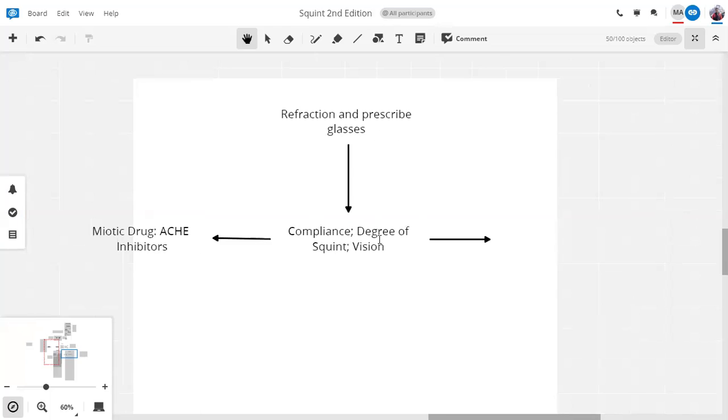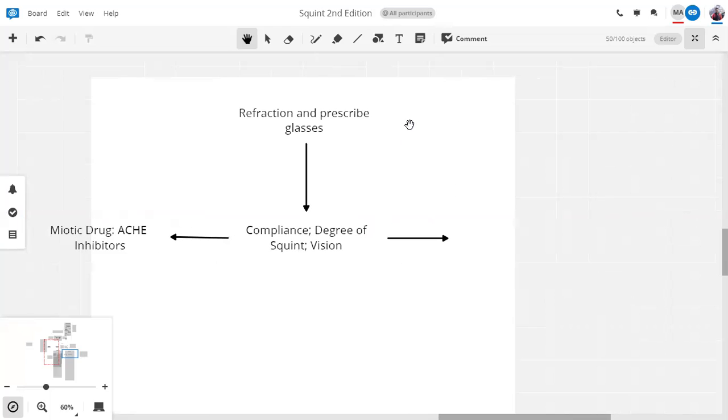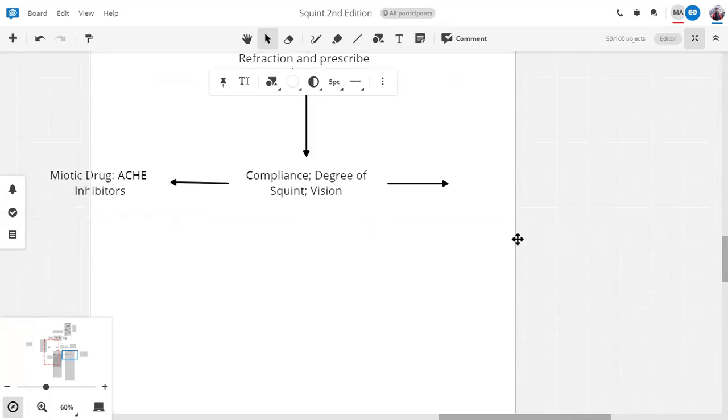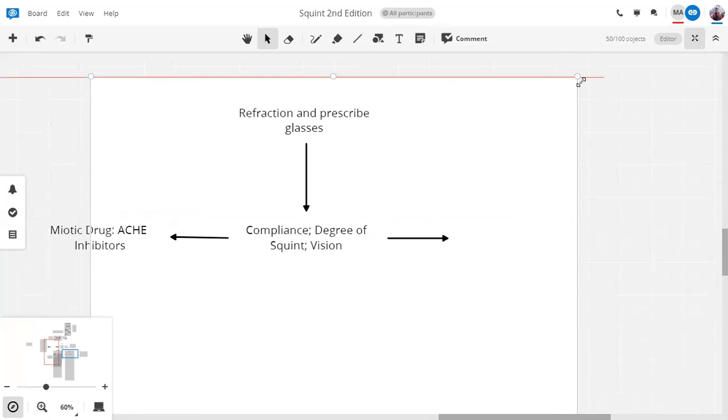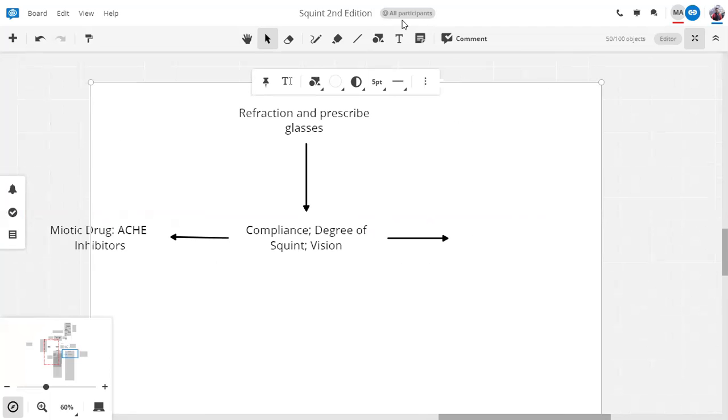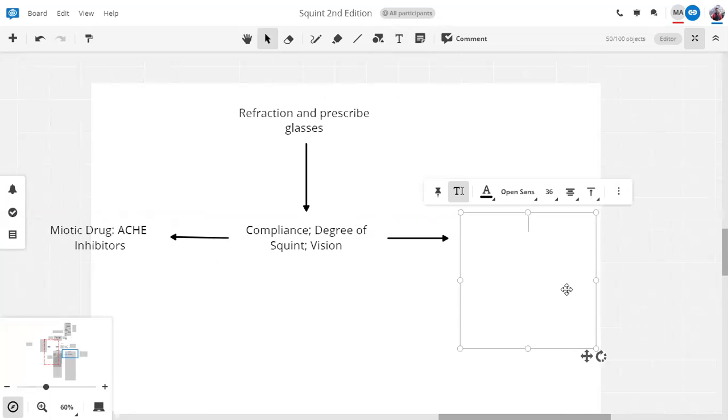The second question was, how do we assess the degree of squint? There are two investigations which we use to assess the degree of squint. What are those investigations? That is my question. I told you last time that we will be discussing this, and then we will move ahead. There are two important investigations which we use in assessing the degree of squint.